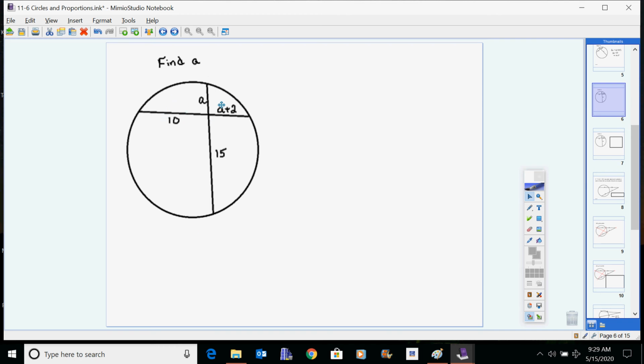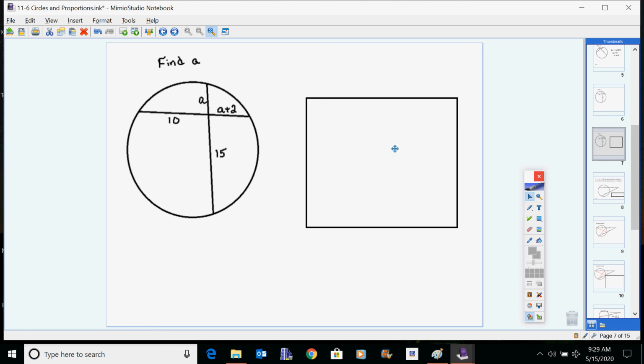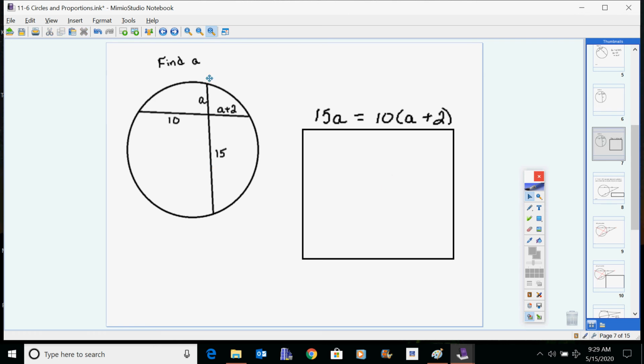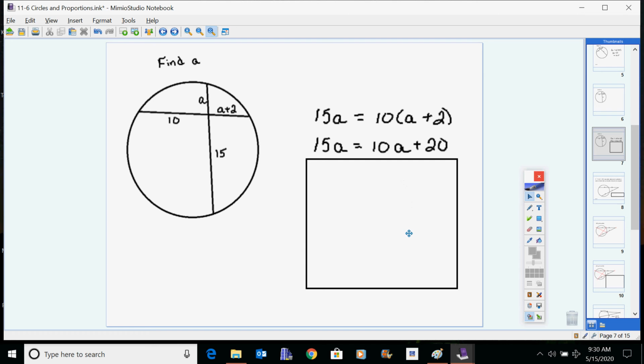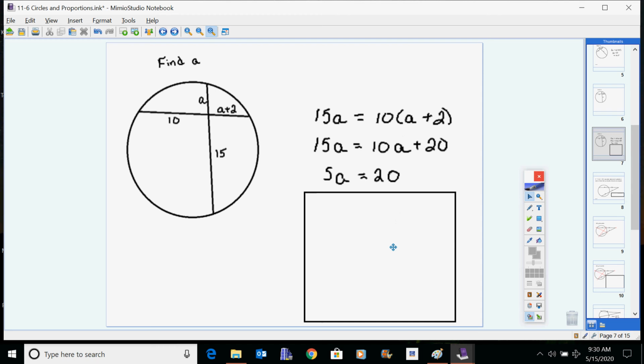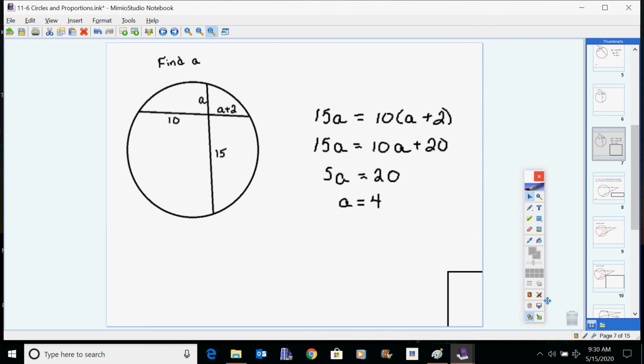So 10 times a plus 2 equals a times 15. There you go. 15 times a equals 10 times a plus 2. Be careful on this one though. Watch out for your parentheses. Okay, so here we've got parentheses. Distribute. Then you need to get the a only on one side, so we'll subtract 10a from both sides. That gives you 5a. Divide by 5. You get a equals 4, and that's all you were asked to find in this question.